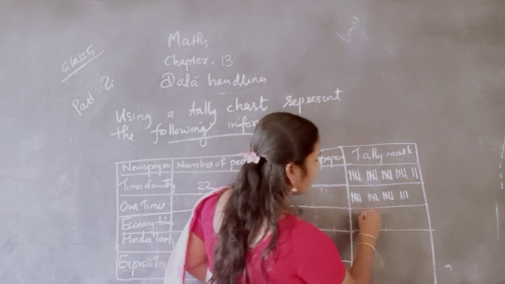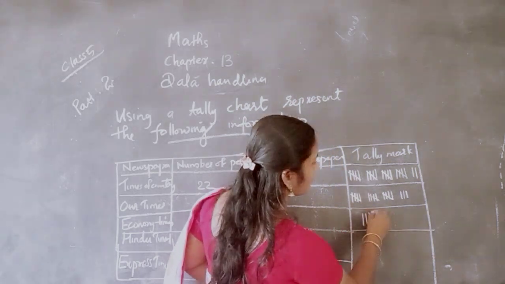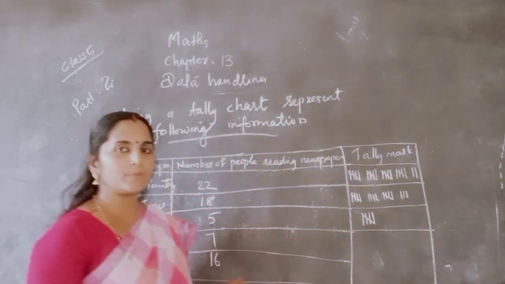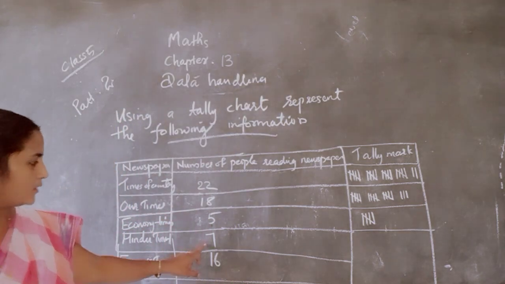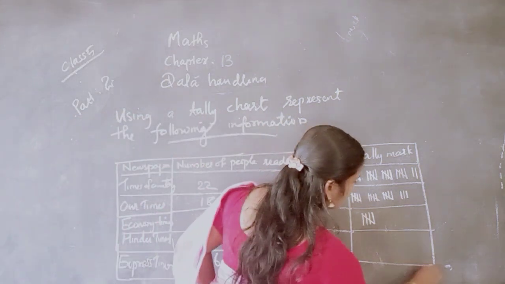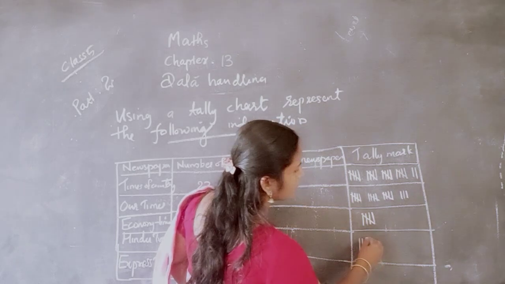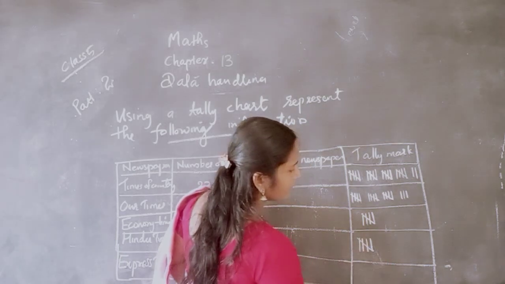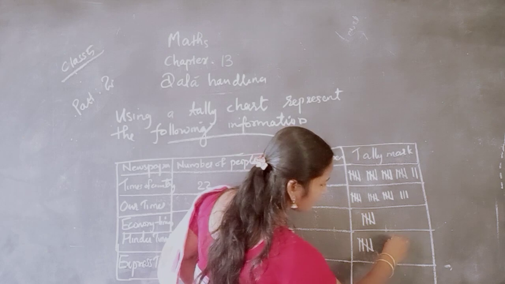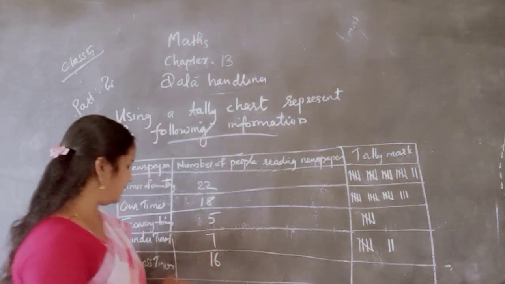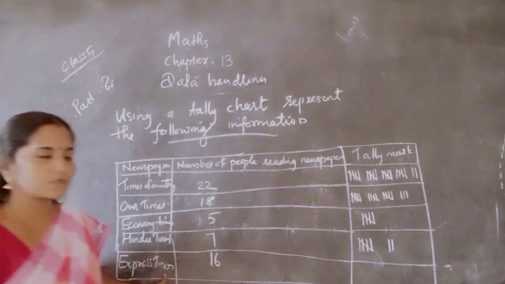So 1, 2, 3, 4, 5. Only one group is there. Then 7. Seven times. 1, 2, 3, 4, 5. Then leave a space. Another group, 6, 7. Then the next number.